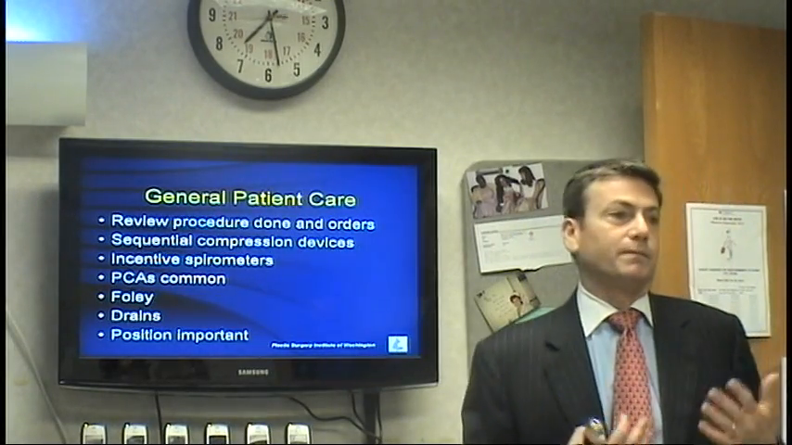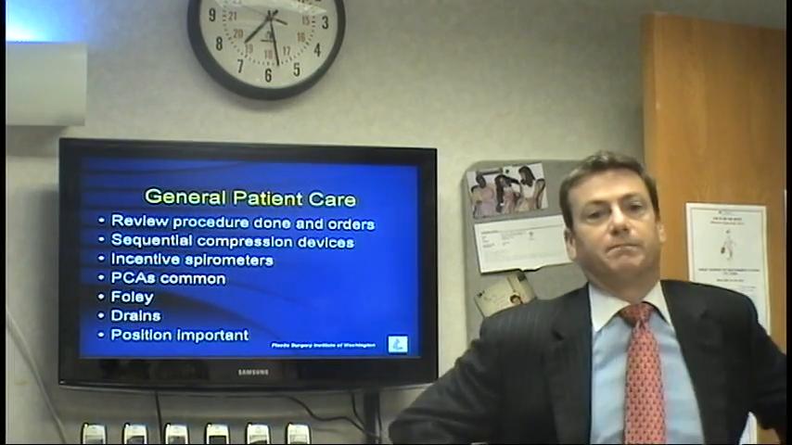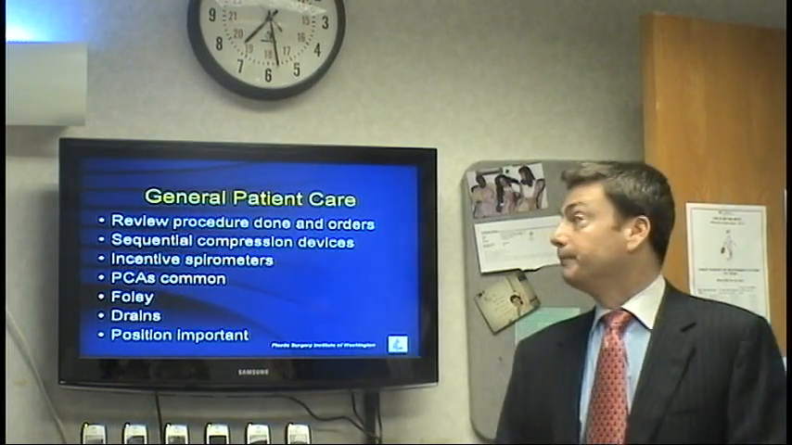Incentive spirometers, most doctors will have it, again, because these patients have been asleep for 6 hours. You get basal atelectasis, it's in the lungs. You need to re-expand the lungs, very important.